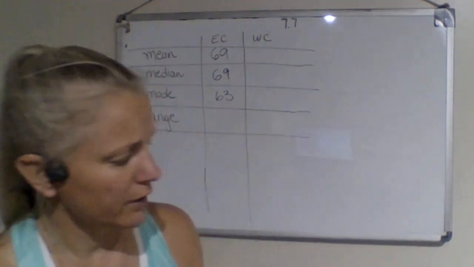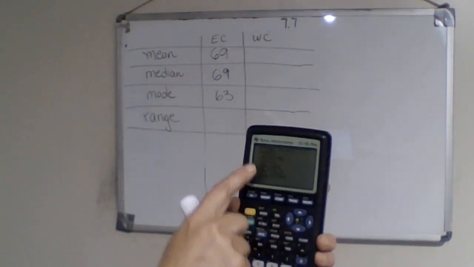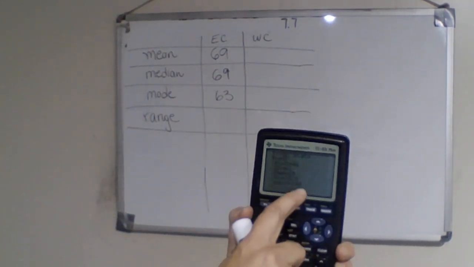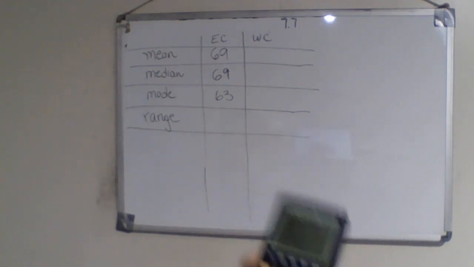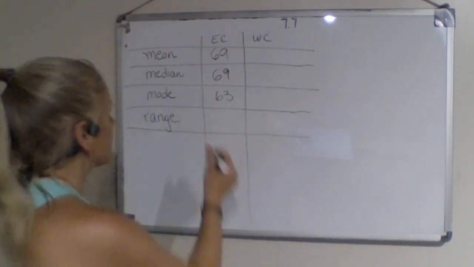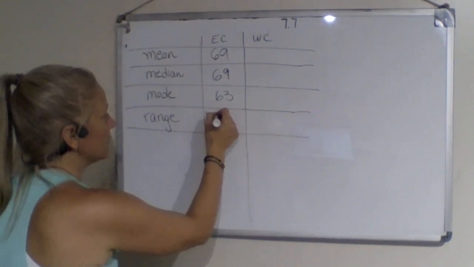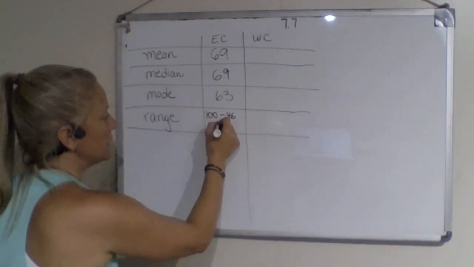Also, in your calculator, if we move a little bit down, there's my minimum, there's my maximum. They tell me what my minimum and maximum are, so I can go 100 minus 46 is 54. So this is 100 minus 46, which is 54, okay? And we found the range.